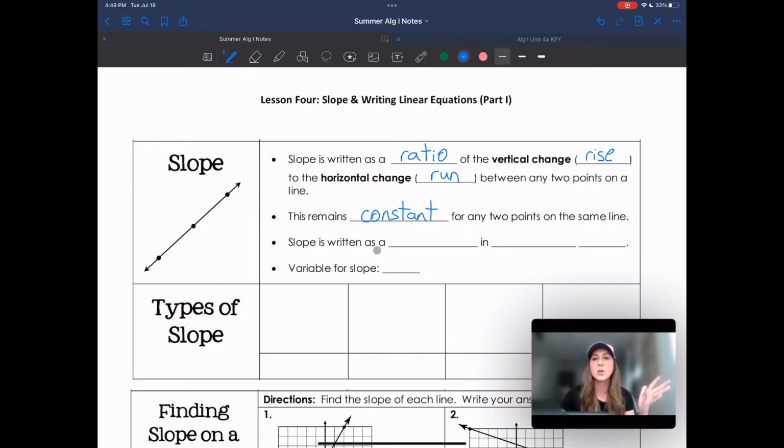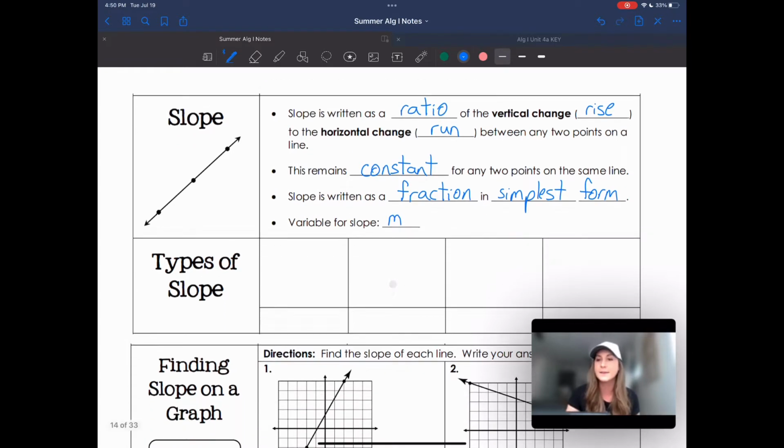So it says slope is written typically as a fraction in simplest form. So basically we write it typically as a reduced fraction. And sometimes the fraction just reduces to a whole number, and that's okay. And we also have a variable that we use for slope, which doesn't make a lot of sense because it's not like S for slope, but our variable for slope is typically m. So anytime you see m, we're talking about the slope of the line.